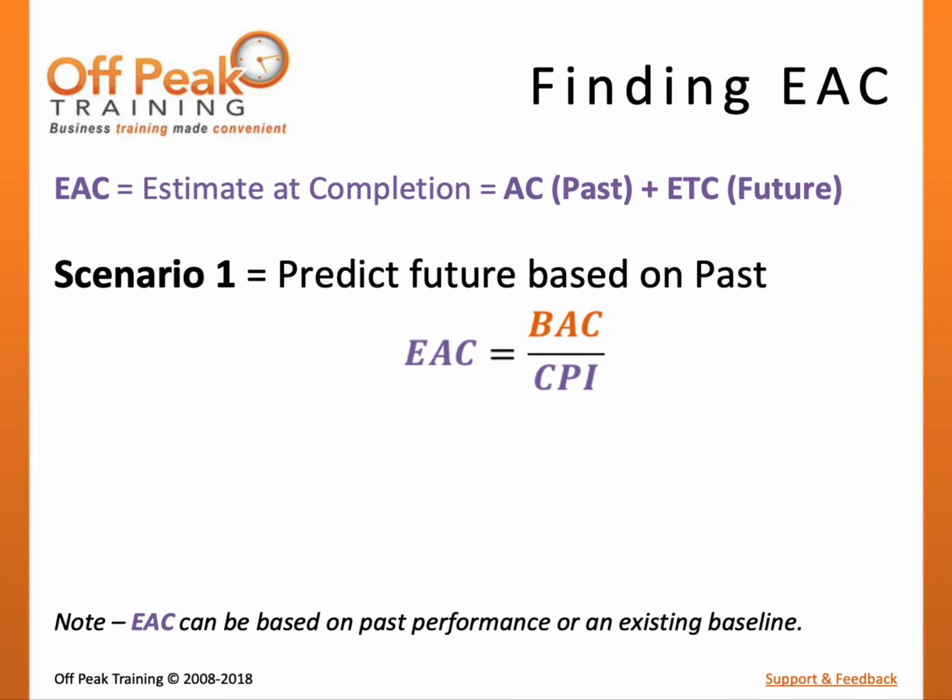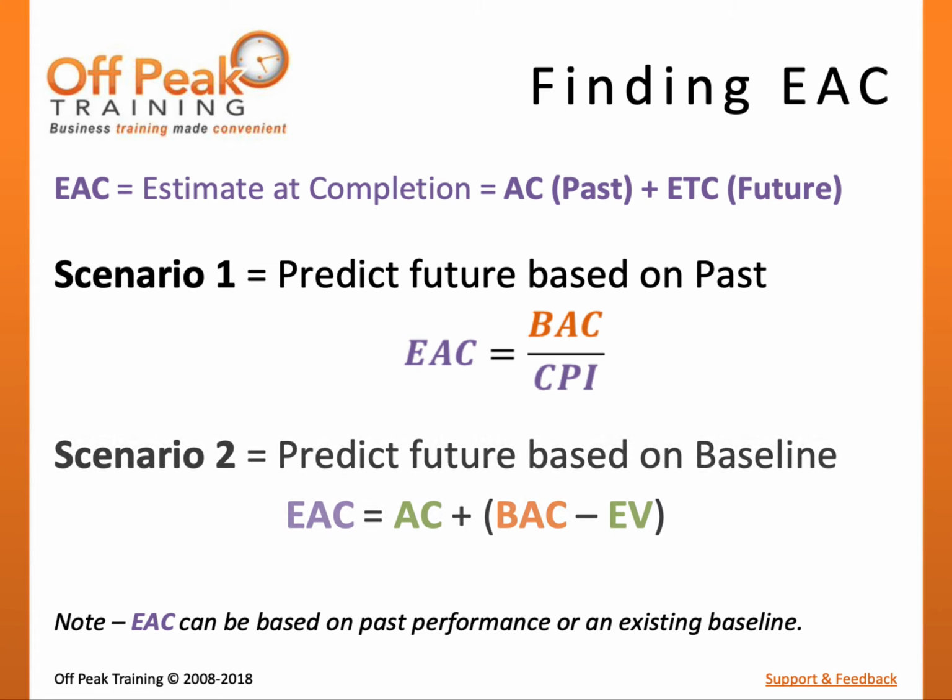The other scenario is based on the assumption that project behavior will change and future performance will be forecasted based on the current baseline. In this scenario, it is useful to remember that EAC has two components, the past and the future. Since we cannot change the past, it will simply be represented by our actual costs incurred to date. Since our assumption for the future will be based on the original plan, we must determine how much the remaining work is planned to cost.